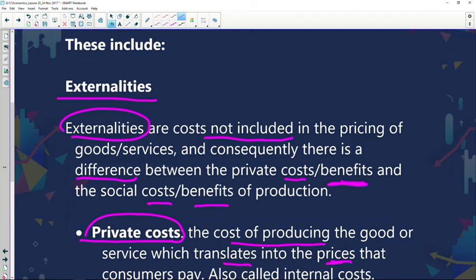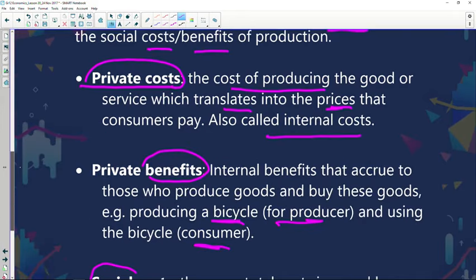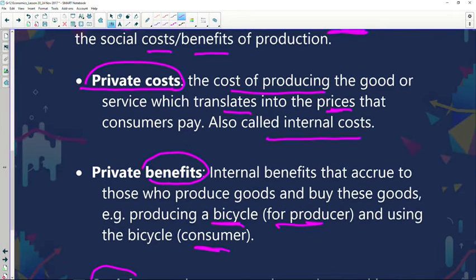So we did look at what private costs are. I'm just going to go over them again because moving forward in this lesson, we need to have a good understanding of what these different costs are. We said that private costs are the cost of producing the good or service, which translates into the prices that consumers pay. And just know that they are also called internal costs. You remember, you can be asked this in a multiple choice question. They could ask you, private costs are also known as, then they'll give you a couple of options, and you have to choose the correct answer from the options that you are given.